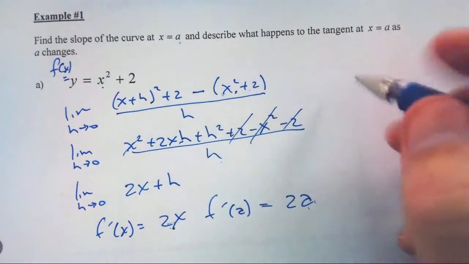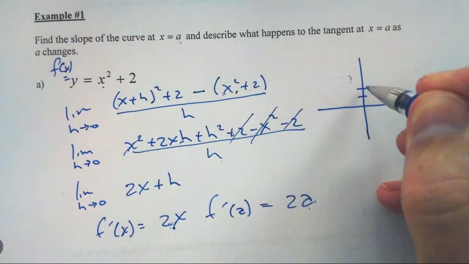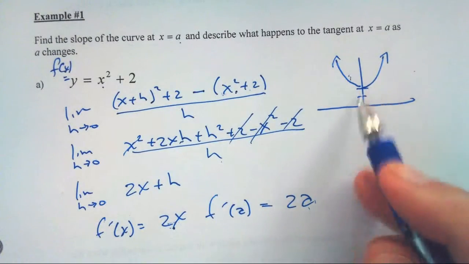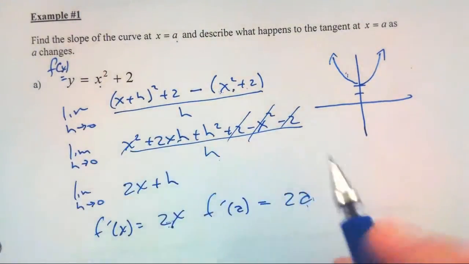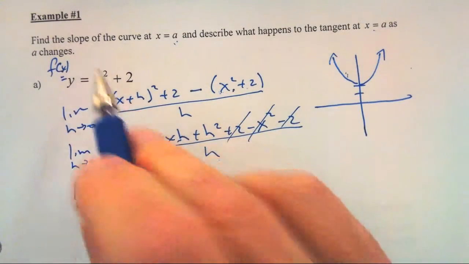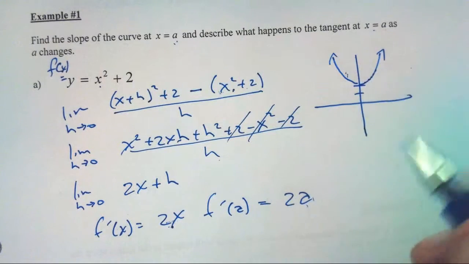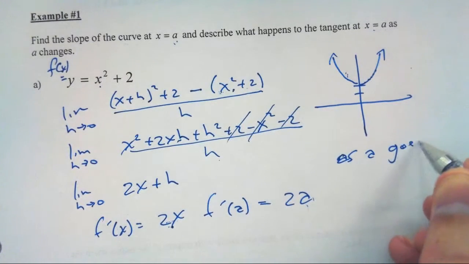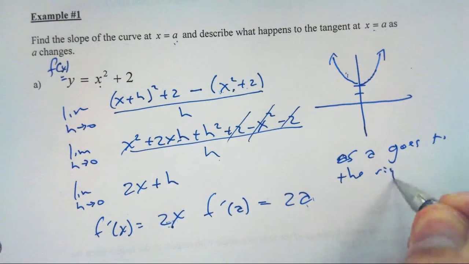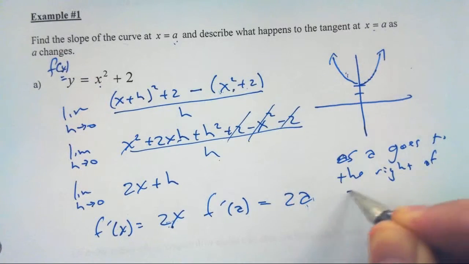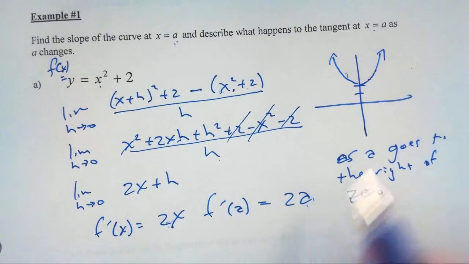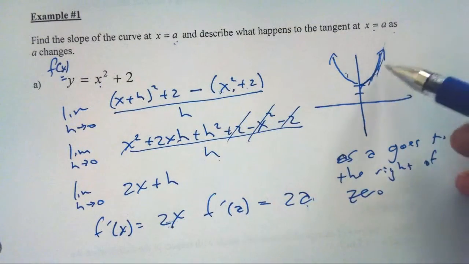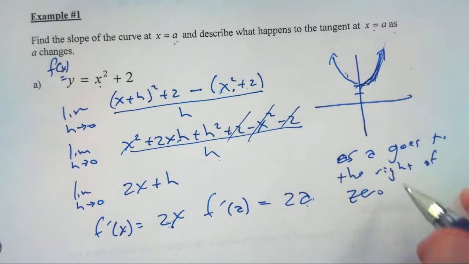So then what does it say? Well, I know this curve looks like this. We have specialized in these things. You wanted to play parabolic charades? There it is. Jump up in the air twice. All right? So what happens is, as a changes, as a goes to the right of 0, what happens to the tangent? What's happening to that tangent line as I move to the right of 0?